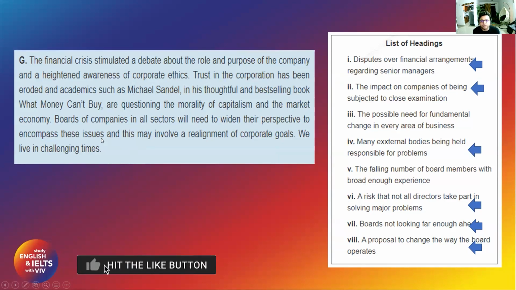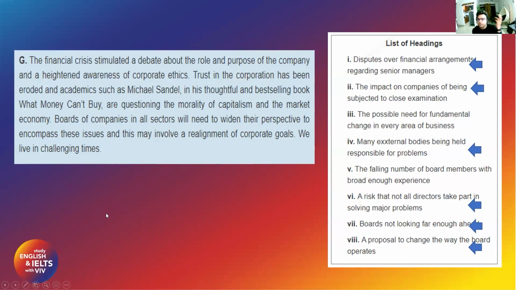Let's look at the last 3 sentences. It says, what money can't buy are questioning the morality of capitalism and the market economy. Boards of companies in all sectors will need to widen their perspective to encompass these issues, and this may involve a realignment of corporate goals. We live in challenging times.